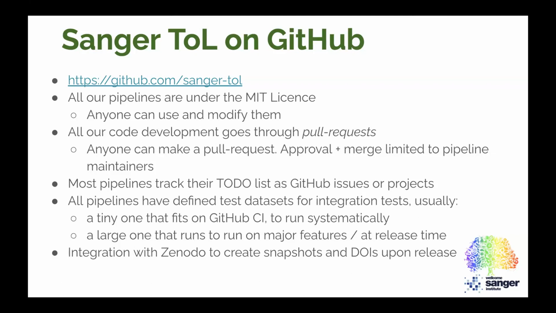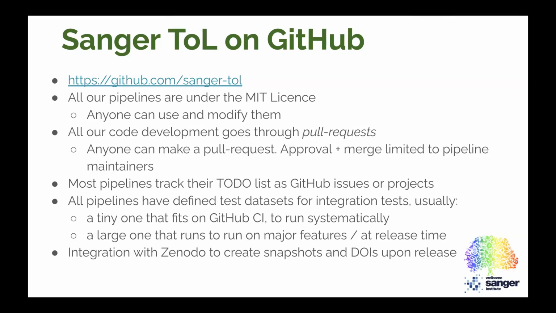And I mentioned tests. For each pipeline, we try to define test data sets. A very small one should run in the order of minutes, 10, 15 minutes at most, and can run systematically for people when they develop their own code, but also when you push to GitHub. And then a large one that may take hours to run is only run when a major feature is added, or when we're about to make a release.